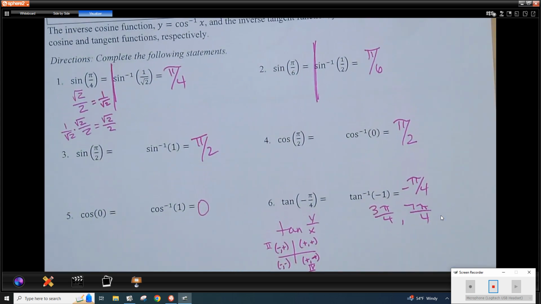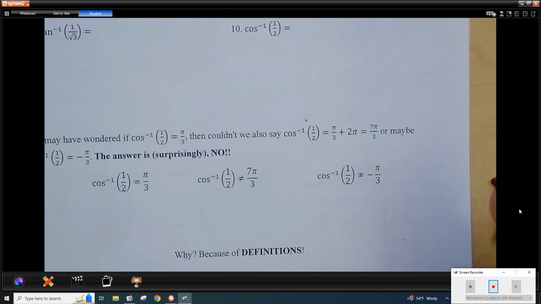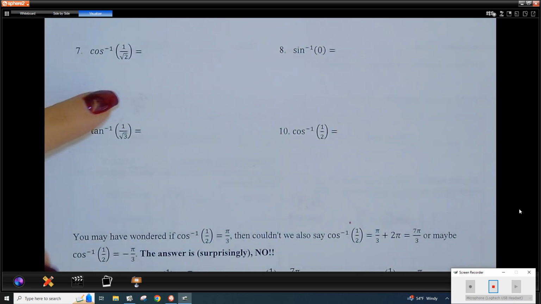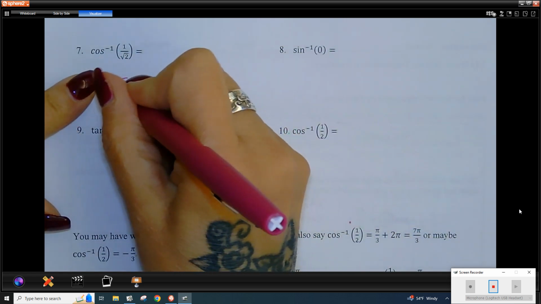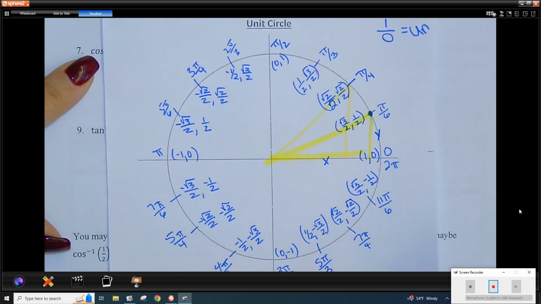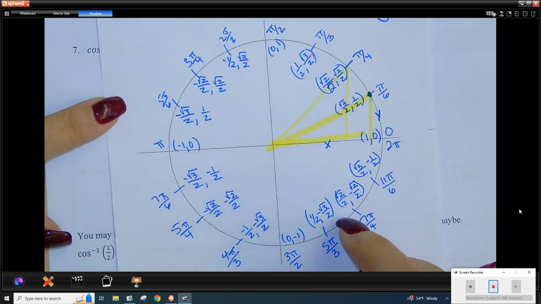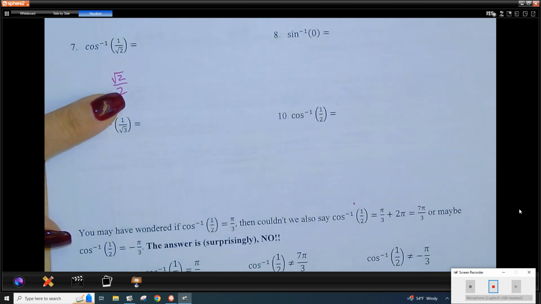Okay, move that mouse out of the way. Page 2. So 1 over the square root of 2. Now remember, that is square root of 2 over 2. We're looking for the cosine. There are 2 places. It is either here or here. So I say to hit the first one that we run into after 0, and it's pi over 4.